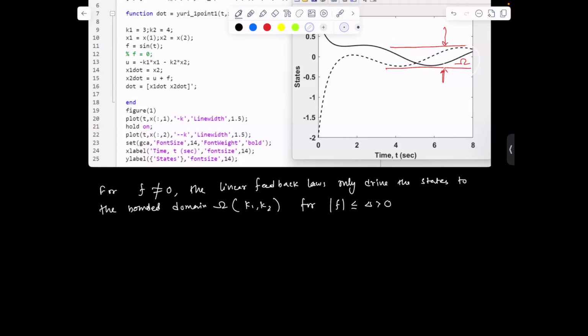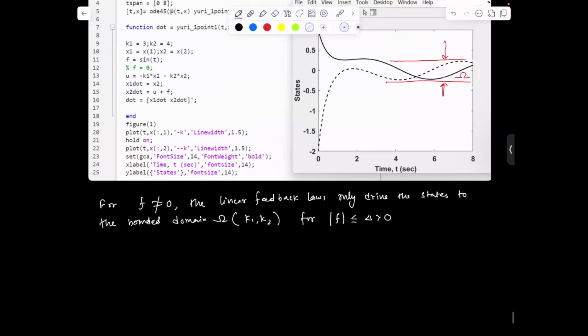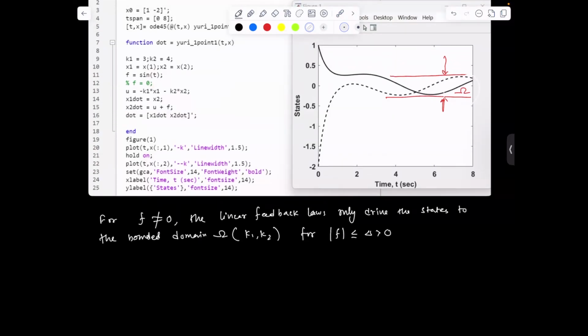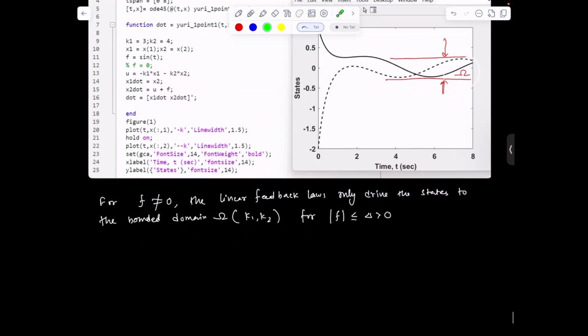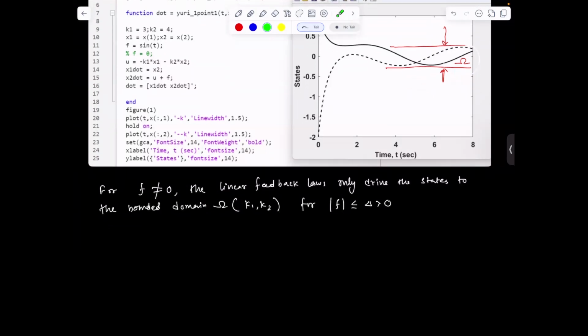Okay. So to tackle this problem, how can we come up with some control synthesis, if there is a bounded disturbance, so that we can get asymptotic convergence of the system states? This is the main motivation for sliding mode control. So in the presence of this bounded disturbance, how can we tackle this problem? We'll go step by step to solve these issues.